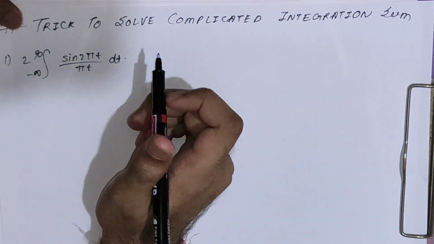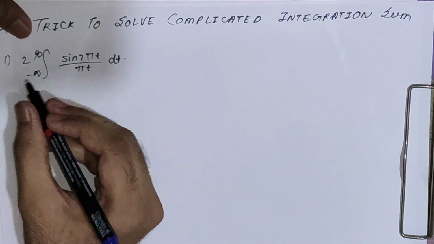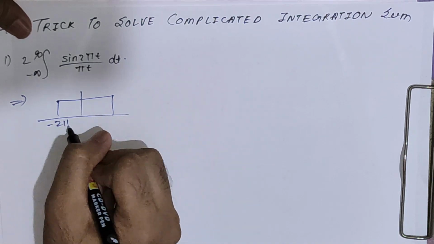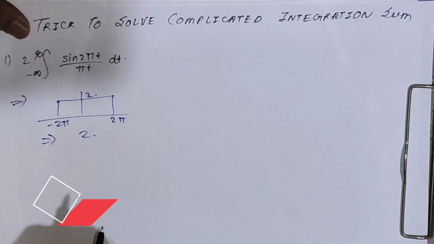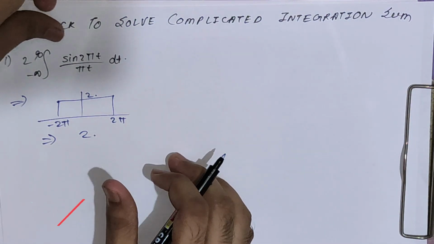So let us jump directly to the sum. First take a look how I solved this sum using the trick. So the answer is 2. Want to know how I solved this sum? But before that, first check out the traditional way.